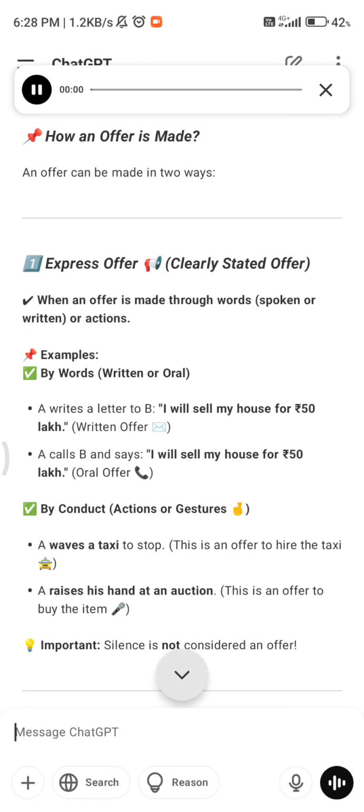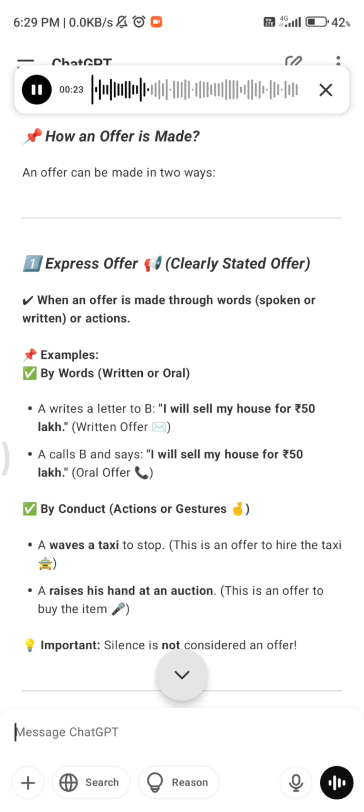How is an offer made? An offer can be made in 2 ways. 1. Express: a clearly stated offer, when an offer is made through words, spoken or written, or actions. Examples. By words, written or oral. A writes a letter to B: I will sell my house for 50 lakh. Or A calls B and says, I will sell my house for 50 lakh.